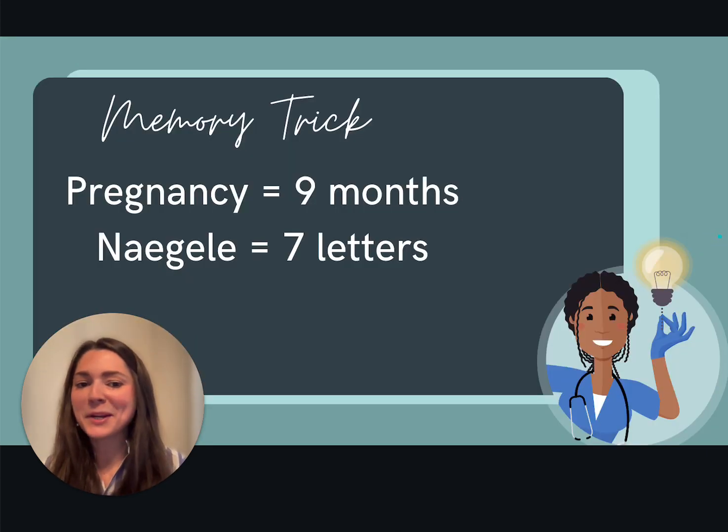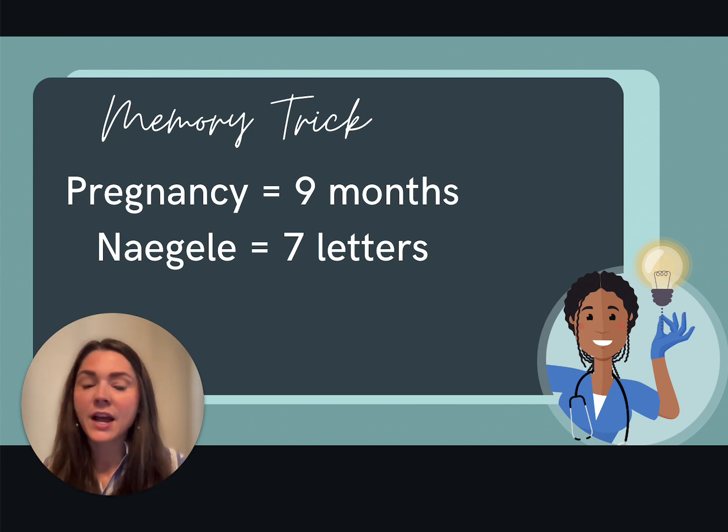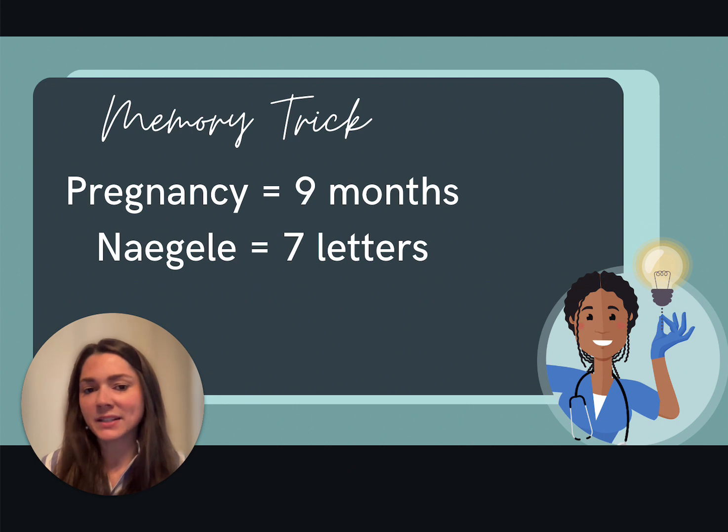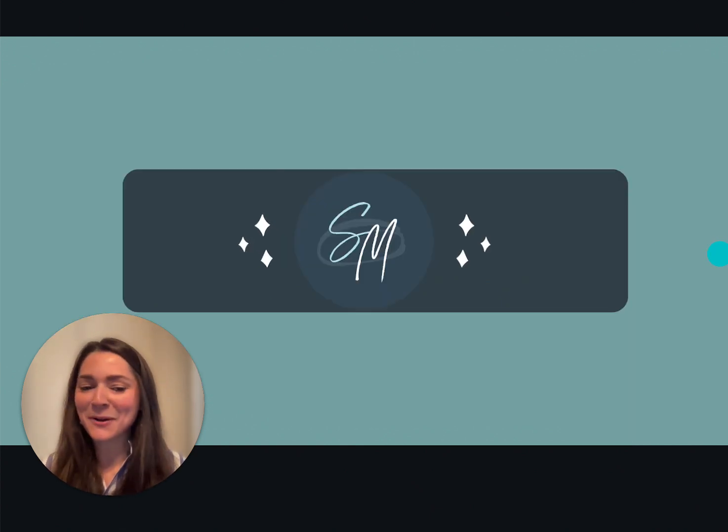I want to wrap up here by telling you a little trick about Naegele's rule. So you have to remember to add a year, and then you subtract 3 months, and that makes sense when you think about a pregnancy being 9 months, right? We added a whole year, but a pregnancy is only 9 months, so we need to subtract 3 months. Then I want you to remember that Naegele has 7 letters to help you remember that you need to add those 7 days. And that's a wrap on Naegele's rule.